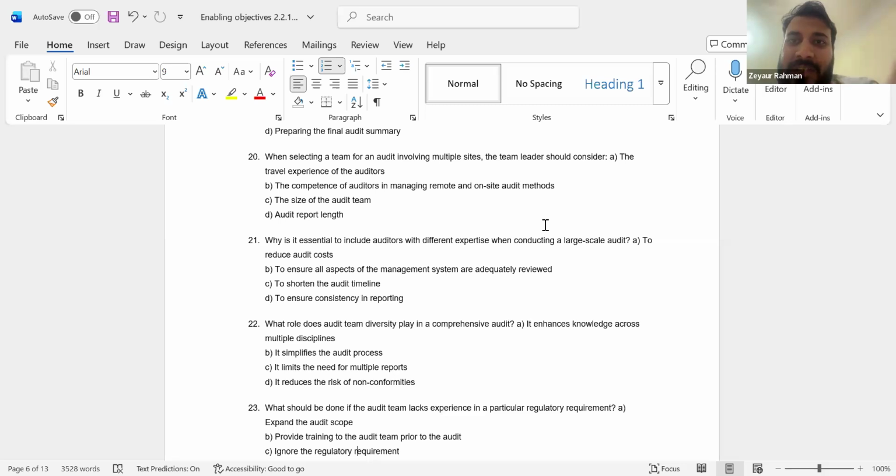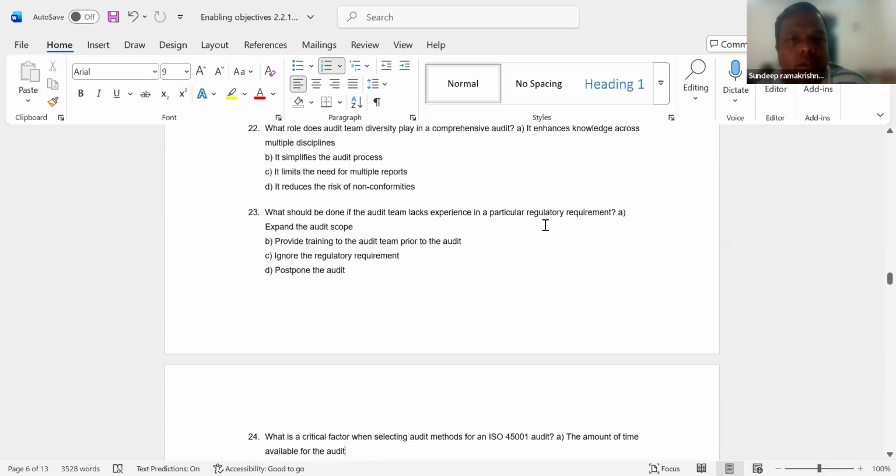21. Why is it essential to include auditors with different expertise when conducting a large-scale audit? A. To reduce audit cost. B. To ensure all aspects of the management system are adequately reviewed. C. To shorten the audit timeline. D. To ensure consistency in reporting. I think it's B, sir. Yes, right. Okay, B is the best fit answer, right?